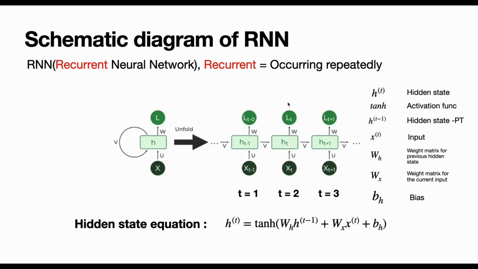The unfolding in the diagram shows how the RNN processes sequences one step at a time, maintaining a connection between past and present through the hidden states. This makes RNNs ideal for tasks requiring context, like language modeling or time series analysis.